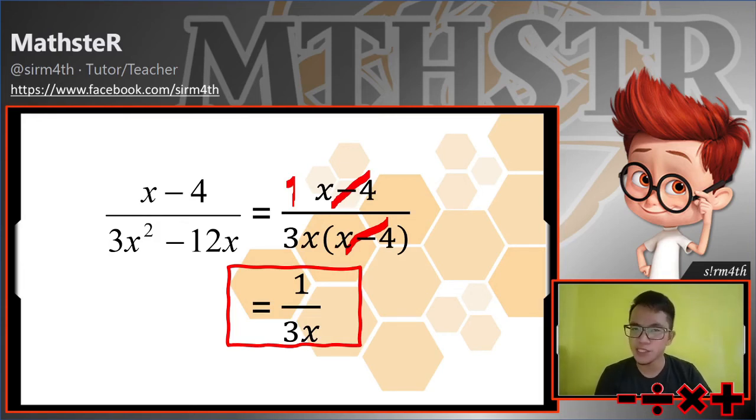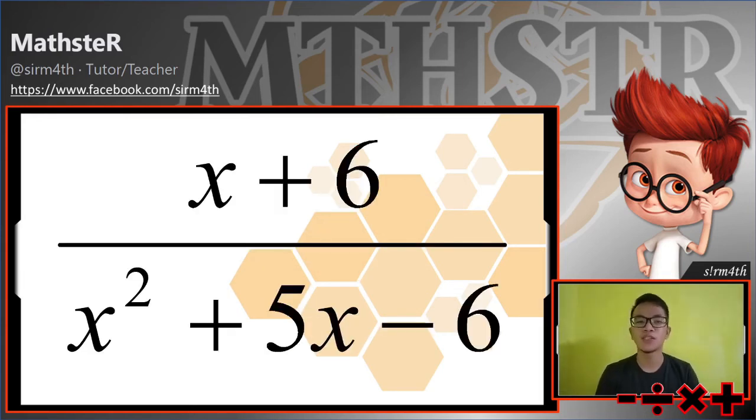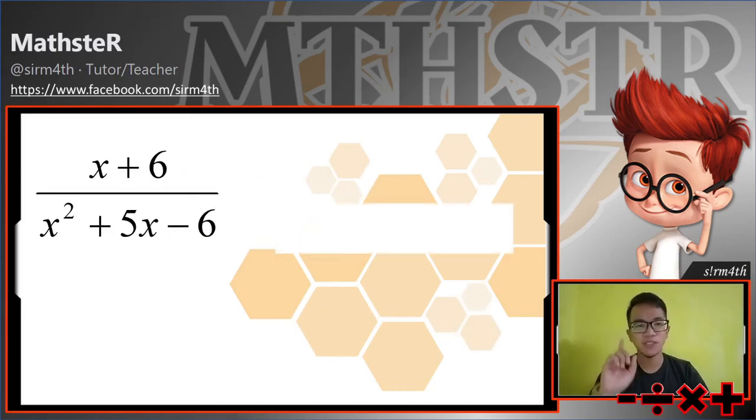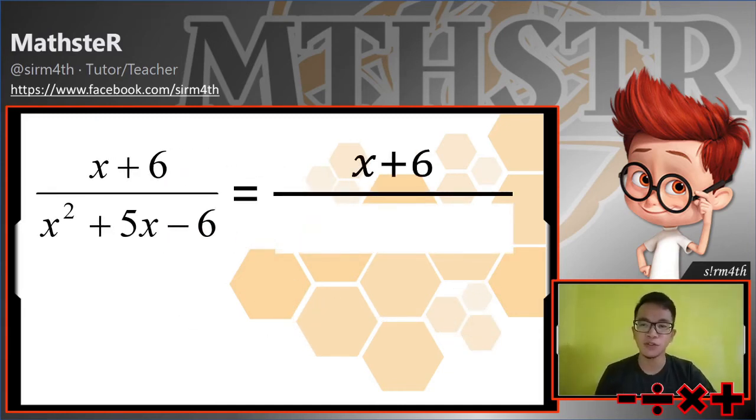So, let's proceed to another example. So, we have x plus 6 over x squared plus 5x minus 6. Again, step number 1, we need to factor the numerator, but yung x plus 6 natin is already in simplest form, so ibig sabihin, ikakopy na lang natin. So yung denominator natin, ang kailangan nating i-factor dyan.